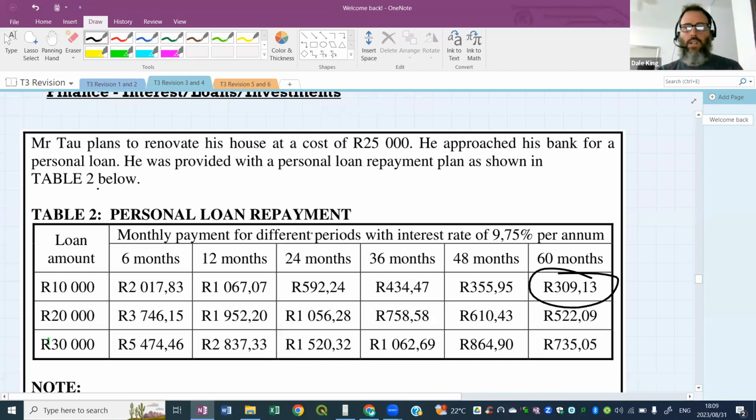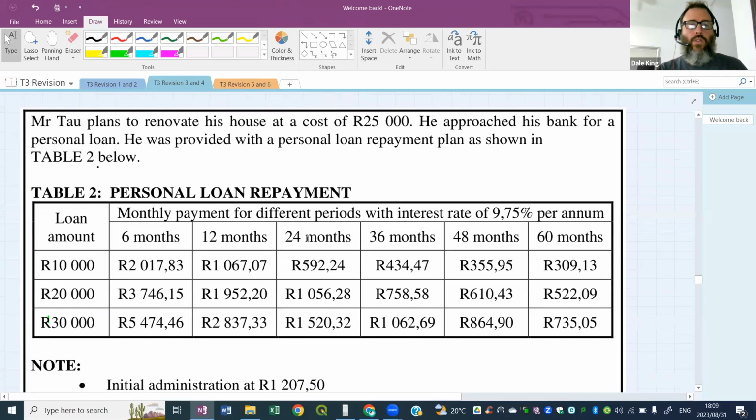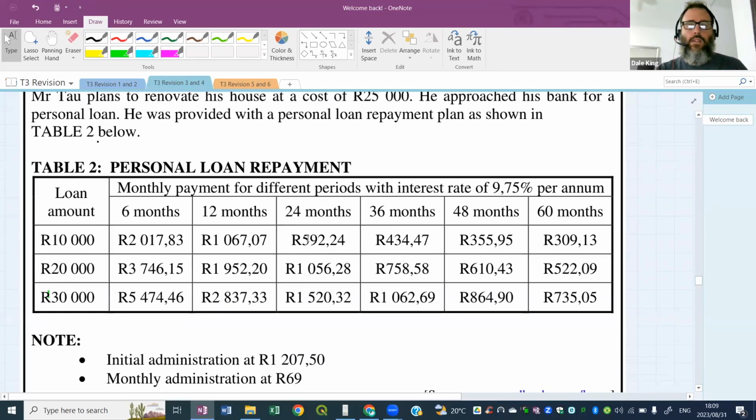But if you do calculations with these things, sometimes the lowest monthly premium isn't always the best option, because you often end up paying more if you take the loan out for a longer period of time. And you can do calculations on that. We might have to do one tonight. We'll see. So those are all the options for Mr. Tao in his house renovation. The banks offered these amounts.